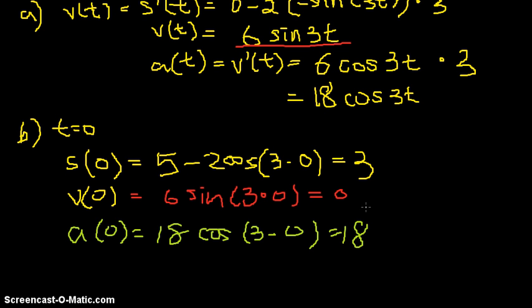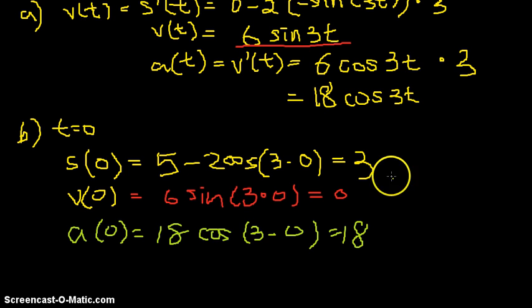But it's good that we have found the answer, but it will be even better if we understand what we have just found. So at the beginning, when time is equal to 0, the object is about 3 meters away from the origin. And at that time, the object was not moving. However, it does have an acceleration of 18 meters per second squared. Weird, but that's what it is, right?